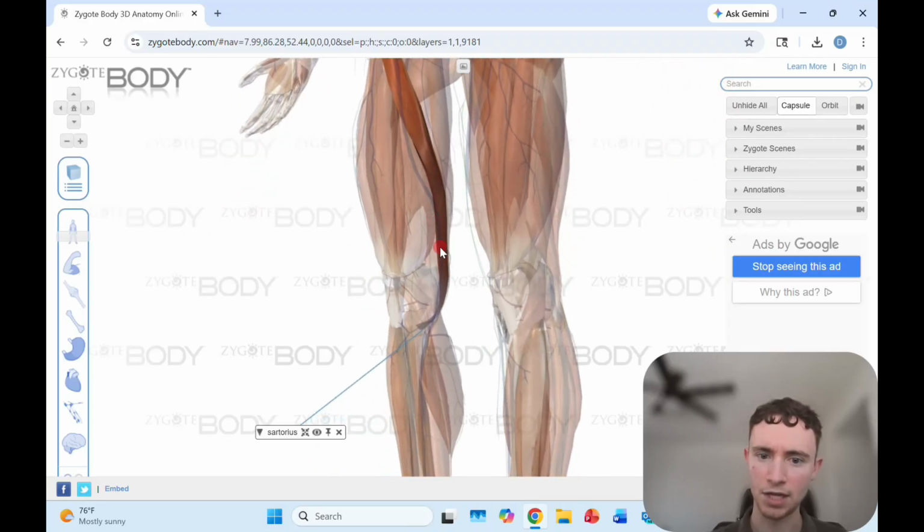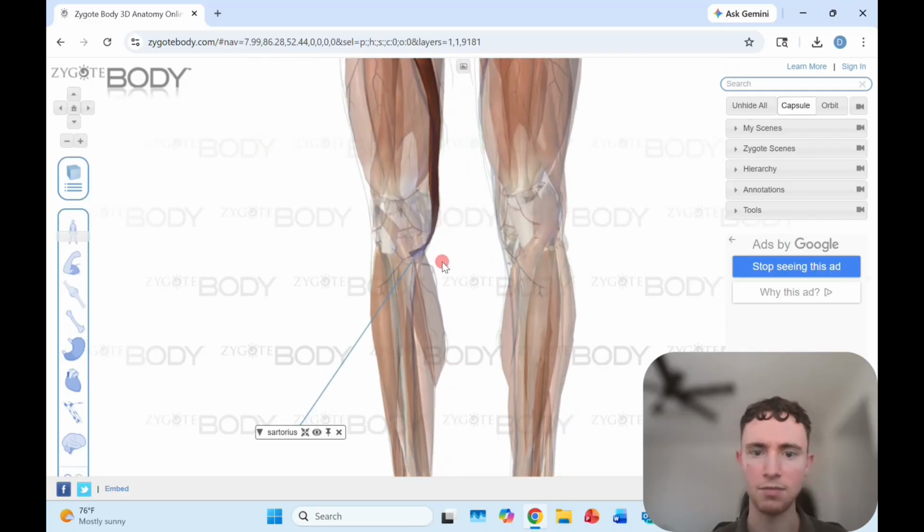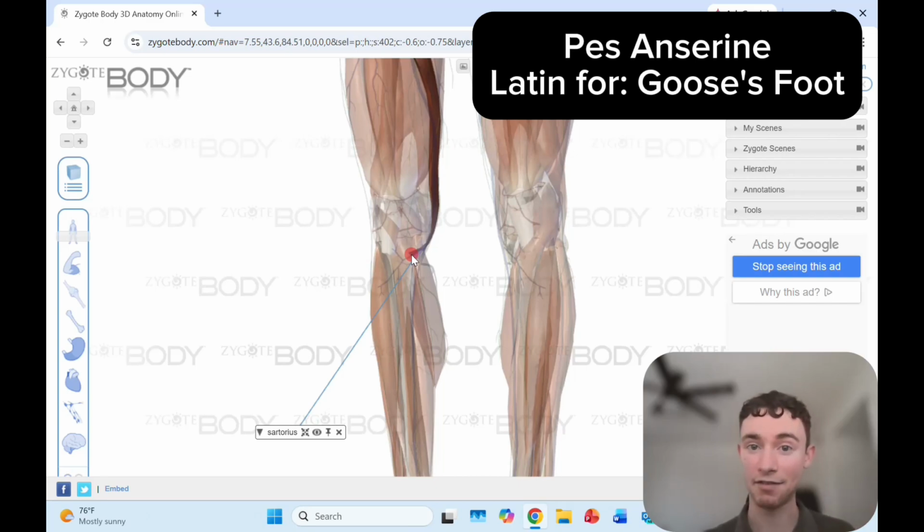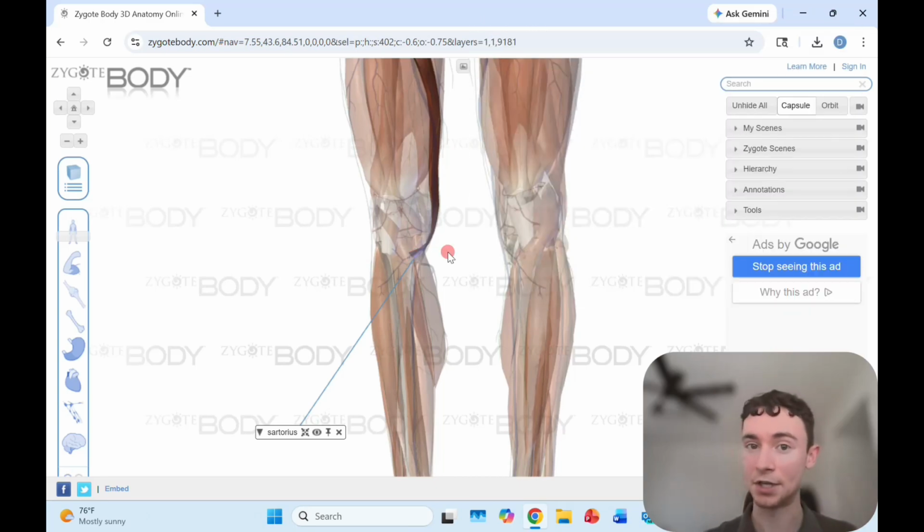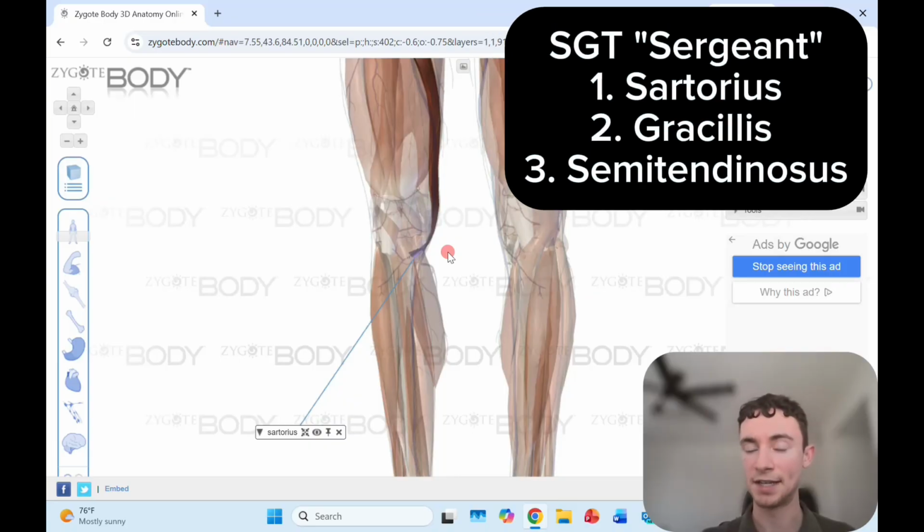And then it eventually comes down to attach right beneath the medial tibial condyle, and is known right here attached on the tibia as the pes anserine. This is Latin for goosefoot. There are three muscles that attach here. I'll tell you right now, we'll go through them today. It is the sartorius, the gracilis, and the semitendinosus.